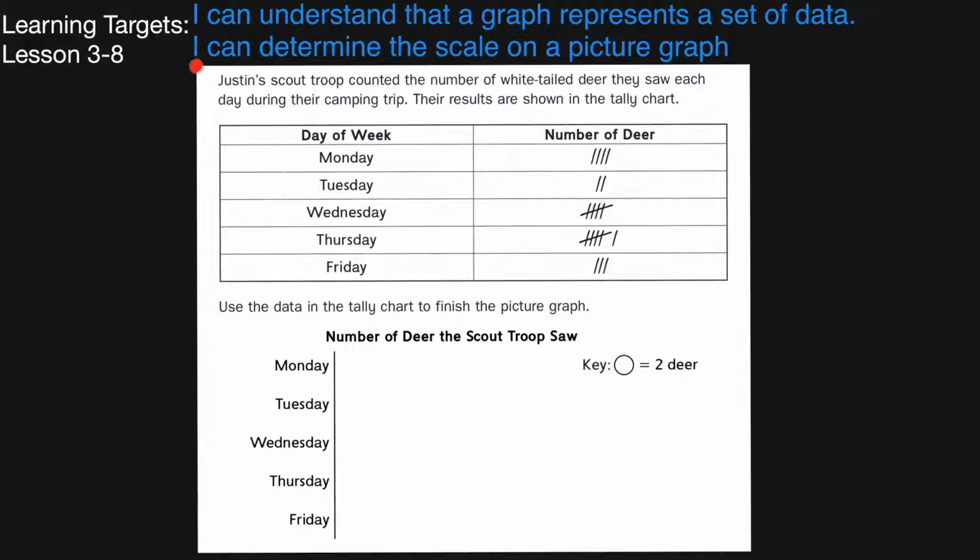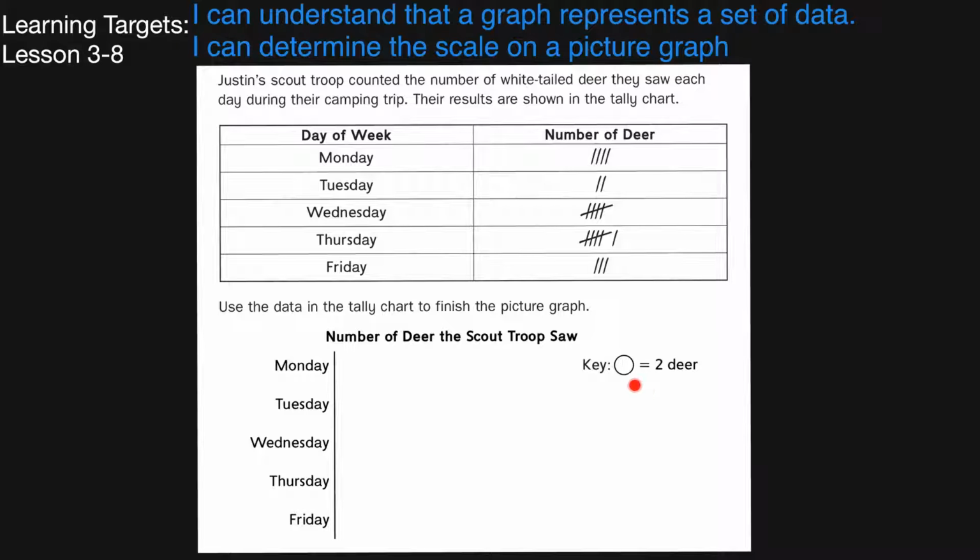Let's look at the second learning objective. I can determine the scale on a picture graph. The scale has been determined for us. But I also want us to focus on how we would use that scale today as well. So let's get started right away.